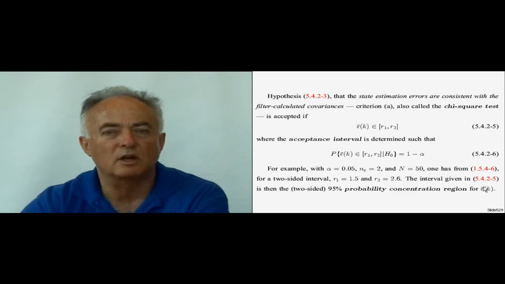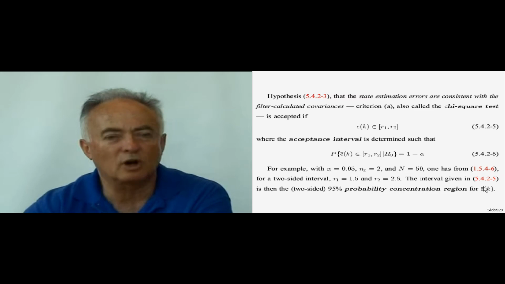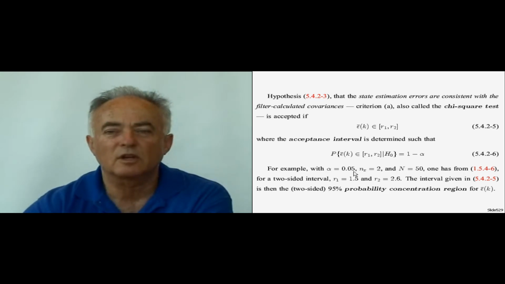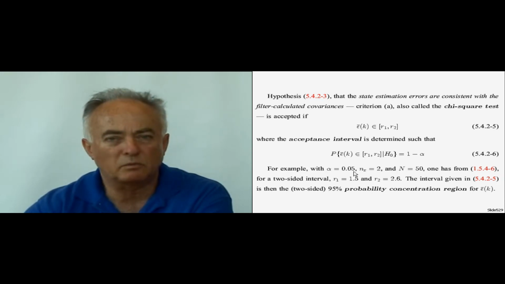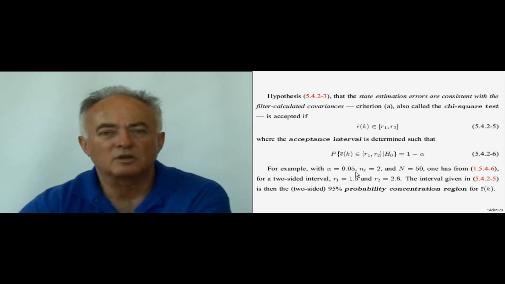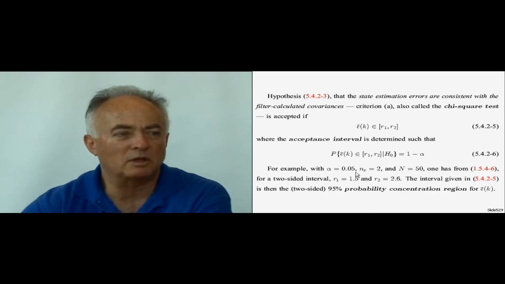If it is in this interval, yes, we accept the null hypothesis that the filter is operating properly. If it is outside, we reject it. Obviously, this is subject to the allowable 5% error probability, namely we are going to reject H0 with 5% probability even though it might be true. So we have to always think that we cannot have a perfect test under uncertainty. The statistical test will be subject to some small allowable error probability.